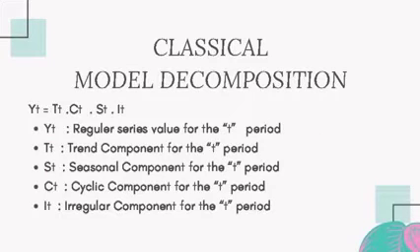Classical model decomposition. You can see the formula at the PowerPoint. And we define Y_t, the regular series value for the period. T_t, trend component for the period. S_t, seasonal component for the period. C_t, cyclic component for the period. And I_t, irregular component for the period, or error component for the period.